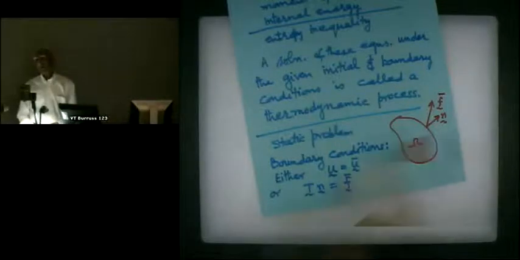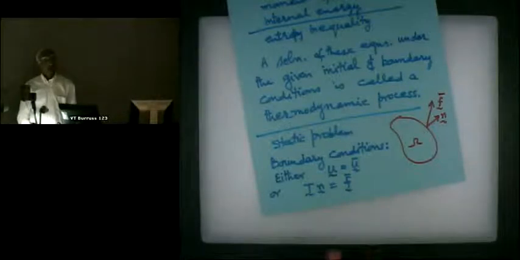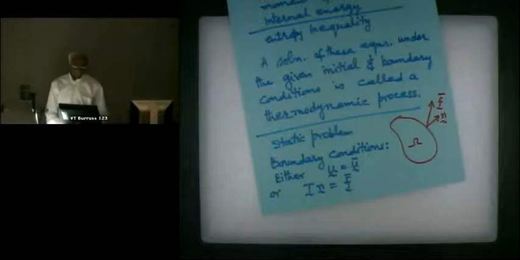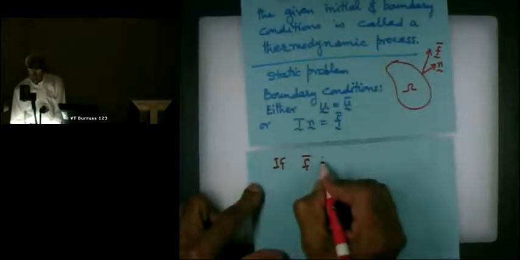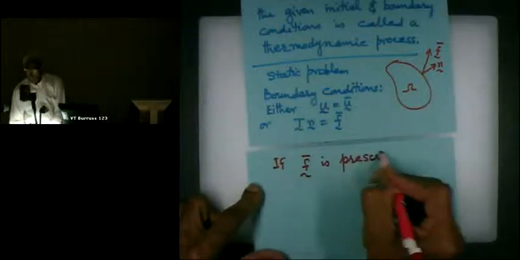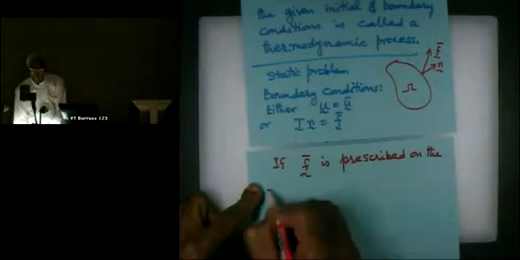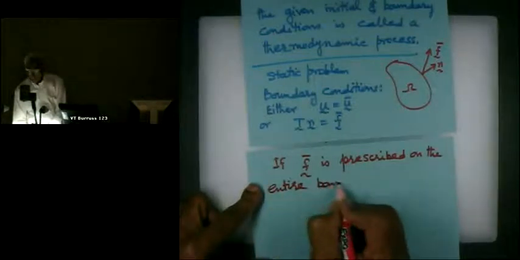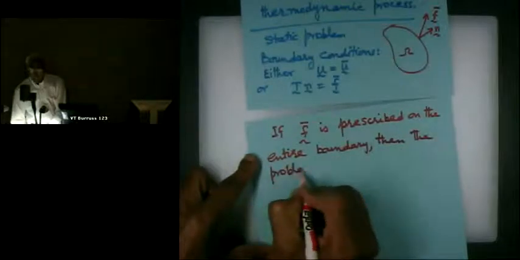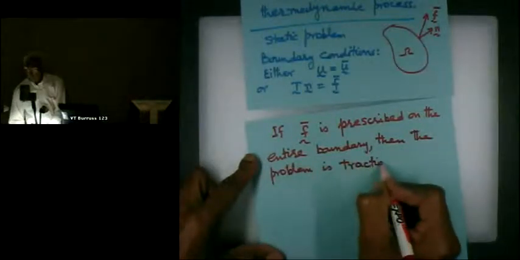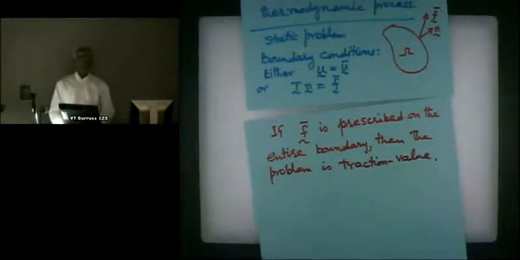So either we are given F bar or we are given displacement U bar. So if F bar is prescribed on the entire boundary, then the problem is a traction value problem, because surface tractions are given at every point on the surface of the body.